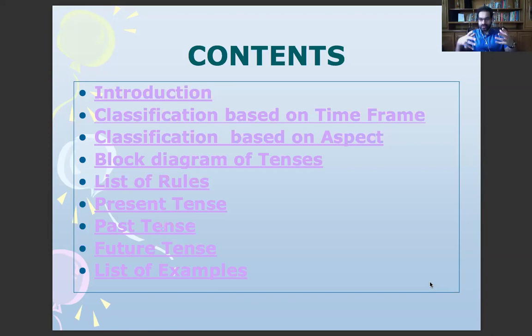There are a few things on the slides, and there are a few things which I have to tell you. So kindly bear with me for almost 20 to 25 minutes so that you can completely understand what tense is.